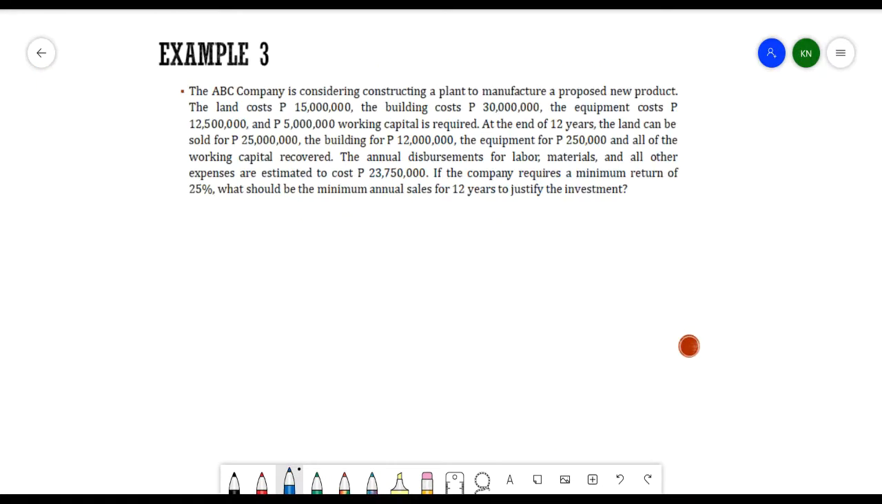So last example for the rate of return method is the ABC company is considering constructing a plant to manufacture a proposed new product. The land costs 15 million pesos. The building costs 30 million pesos.